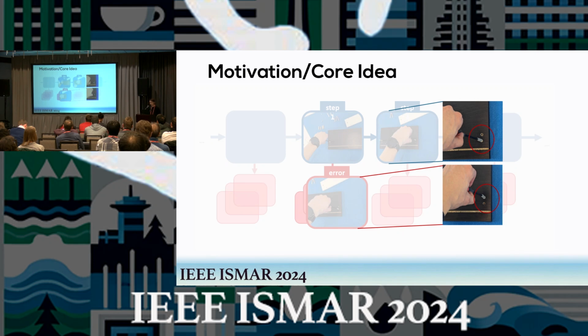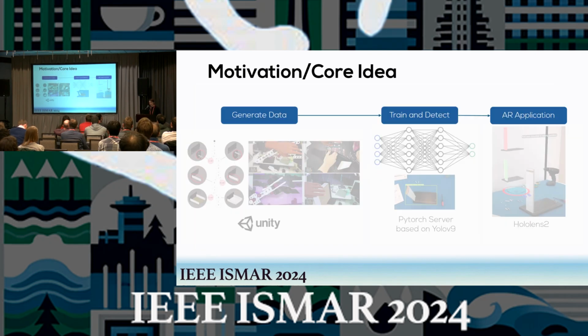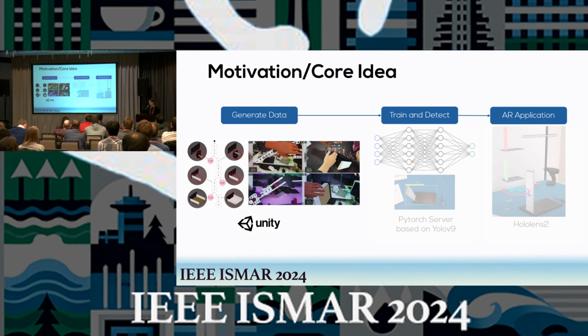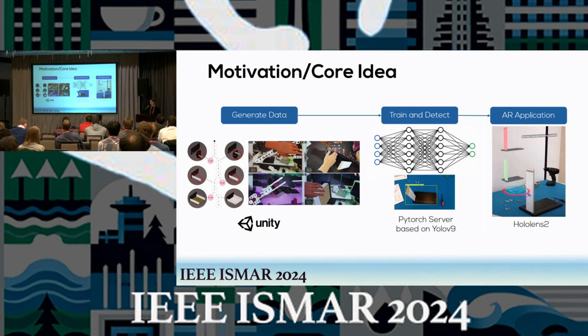The core idea of our system and our pipeline is, first, generating this data with correct states and error states, so explicitly modeling them. Afterwards, we train a real-time detector to distinguish between them, even when they have very small differences. And then we aim to also use the output of this detector directly in an AR tutorial application.